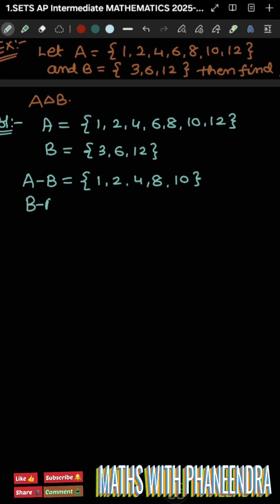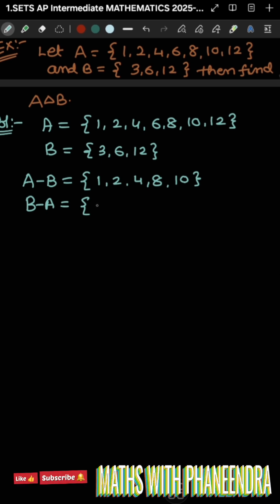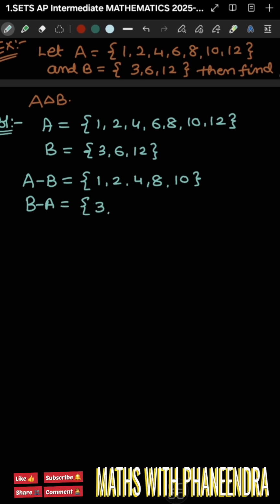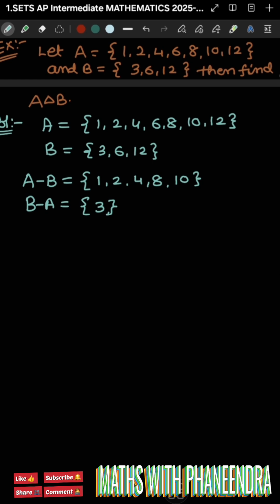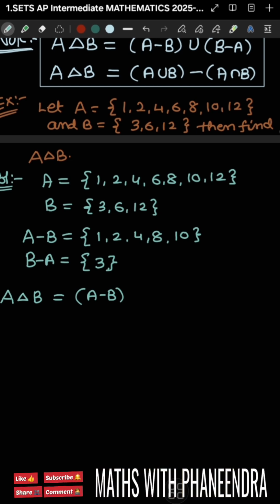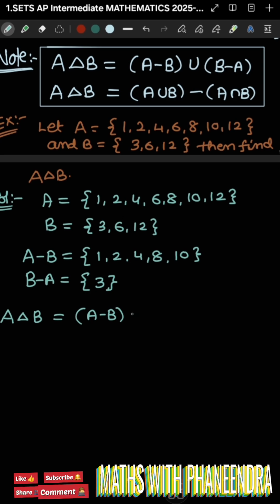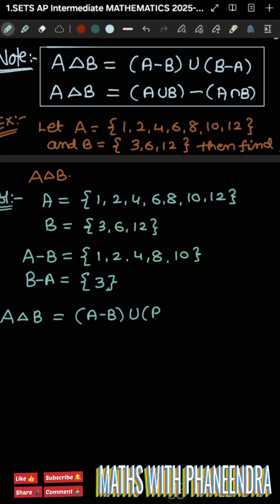Similarly, B minus A we can write. So 3 is not there in A, it is there in B. 6 is there, 12 is there in A, so we can write only a singleton set, 3. So the definition of A delta B is equal to A minus B union B minus A. Here two definitions are there, I will prove both. This is the first one.